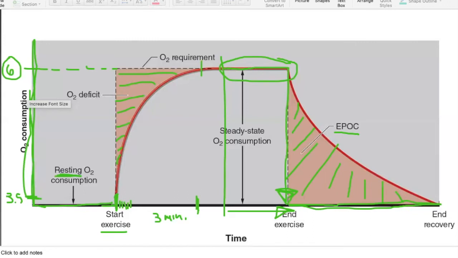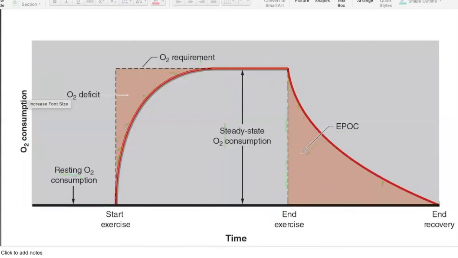Feel free to interrupt me at any moment. Well, let's go and take a look at this animation here that's probably going to say something similar.